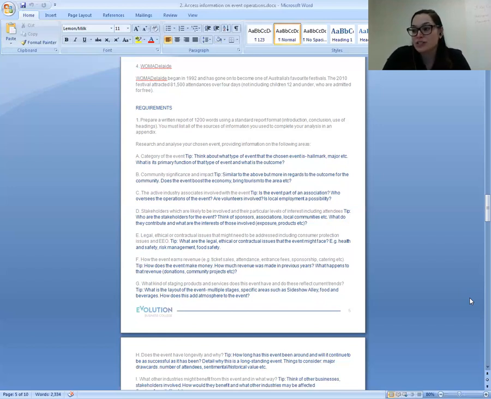What kind of staging products and services does this event have, and do these reflect current trends? Basically, this is asking you, what's the layout of the event? So does it have multiple stages? Is it one big stage? Do they have different specific sections, such as in the Ekka, we've got Sideshow Alley, so everybody goes there for their bags and all that good stuff. So what does your event look like? Does it add to the atmosphere of the event, and is it following a certain trend? So if all music festivals are having multiple stages, for instance, maybe that's a trend that this specific event is following. And if it is, how so?